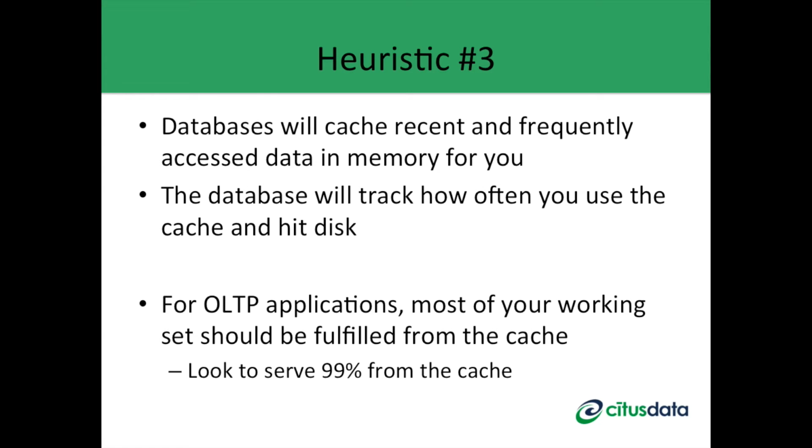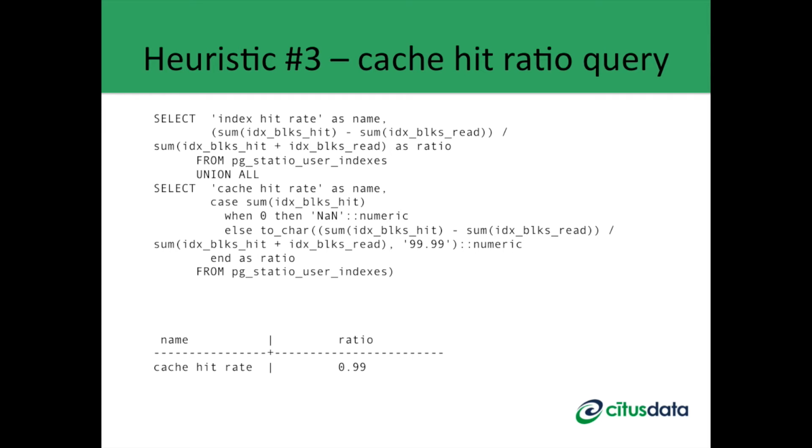A third heuristic relates to how much of your working set your database can serve from memory. Most databases will track how often you hit the cache and when you need to issue disk I/O. For OLTP applications, most of your working set should be served from the cache. Ideally, you'd want to serve 99% of your lookup queries from the cache itself. In PostgreSQL, a good way to calculate your cache hit ratio is by running this query. And if your cache hit ratio for your multi-tenant database is starting to drop below 99%, then it may be a good time to start thinking about scaling out.